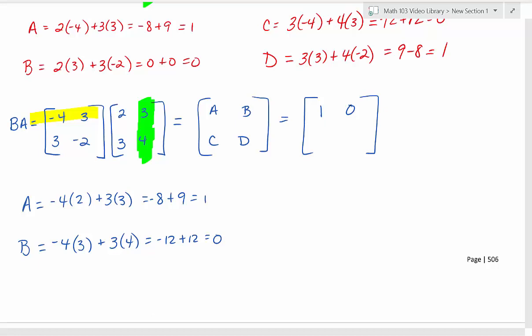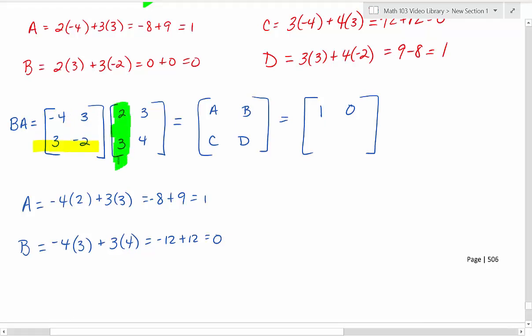All right, on to our element C. It's positioned second row, first column. So let's multiply the second row of the first matrix with the first column of the second matrix. C is going to be equal to 3 times 2 minus 2 times 3. 6 minus 6, 0.